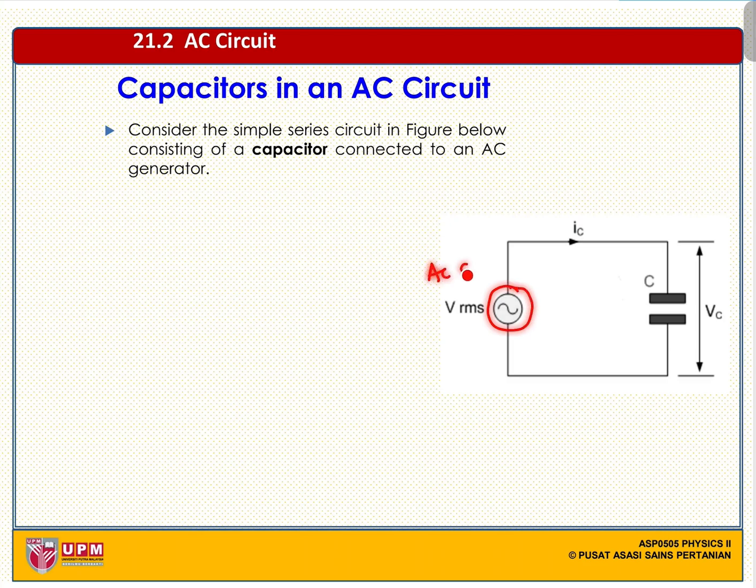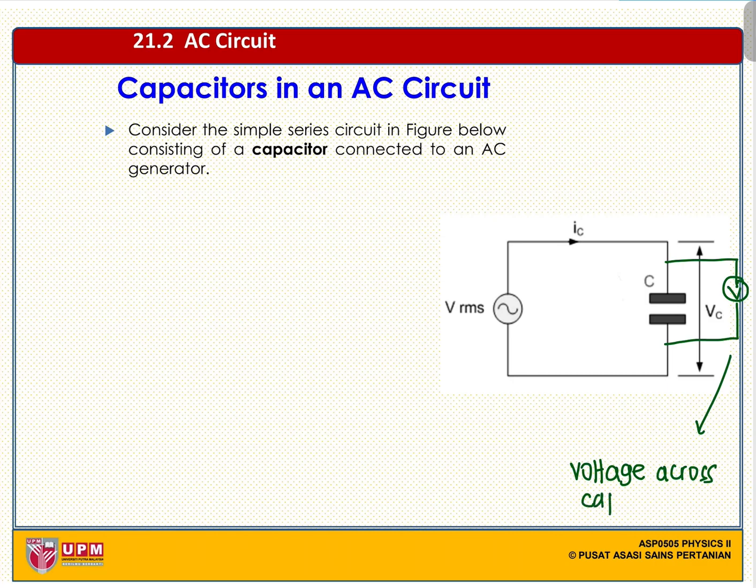Now let's look at when you connect this AC source, this is the AC source, with a capacitor. And then you connect it with a voltmeter here. So the voltage we look at next is the voltage across the capacitor.